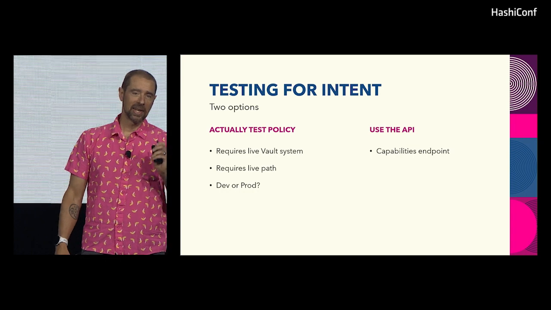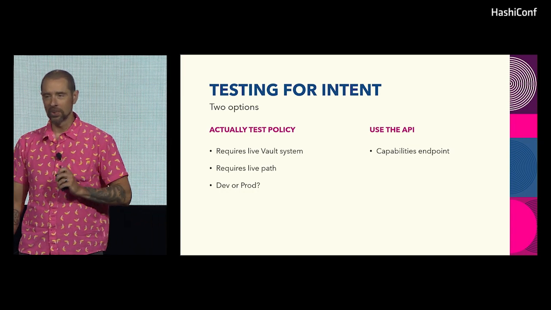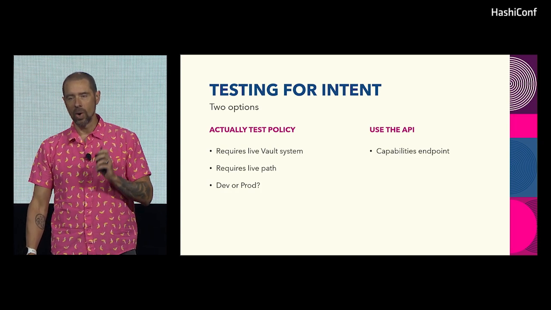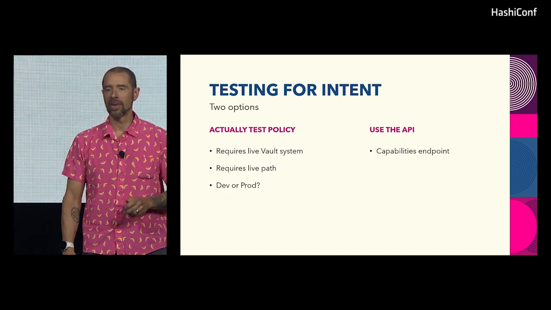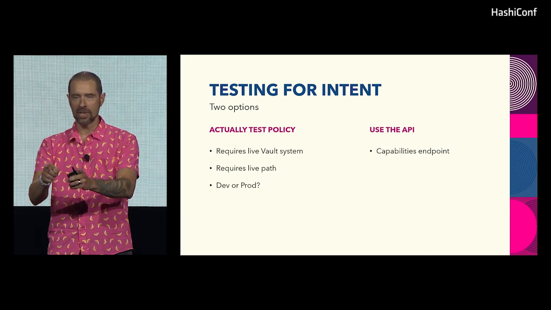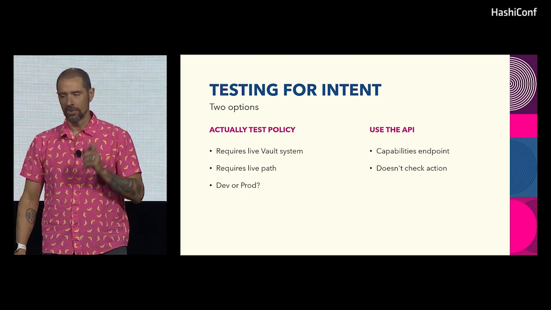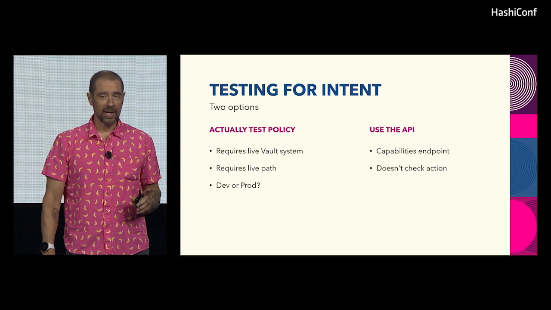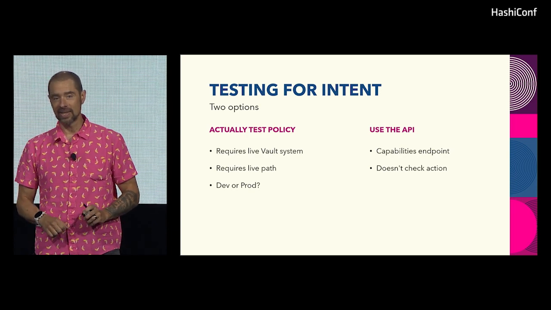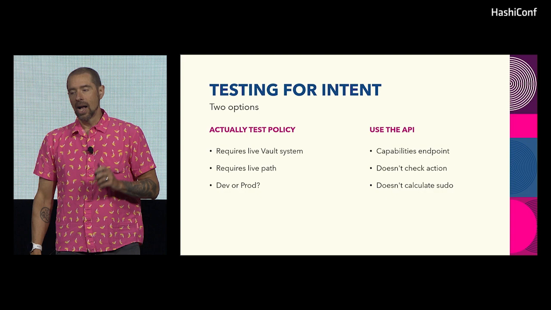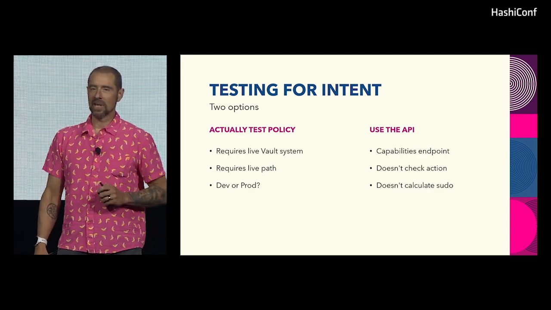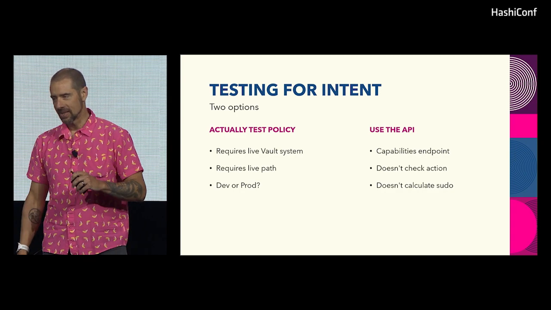Instead, I discovered the capabilities endpoint. This is a very cool endpoint. What it does in the Vault API is it just calculates what the effective permissions are at a given path from a given token. So you give it a token, you give it a path, and it says, here are the effective permissions that you have at that path. Very useful. It doesn't actually check the action. It's not actually running against that path, so that path doesn't have to actually exist. It's just doing a calculation. What it doesn't calculate is whether or not you need sudo. So we're going to have to account for that later in our testing process.